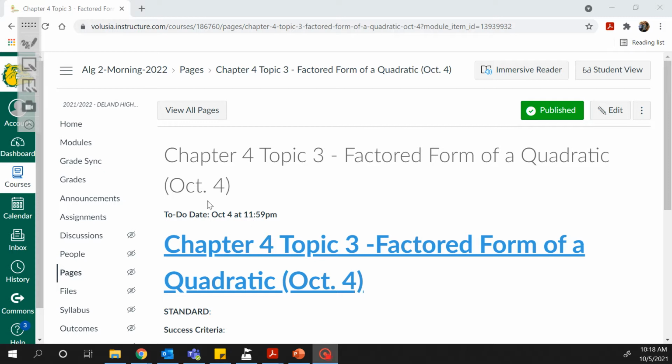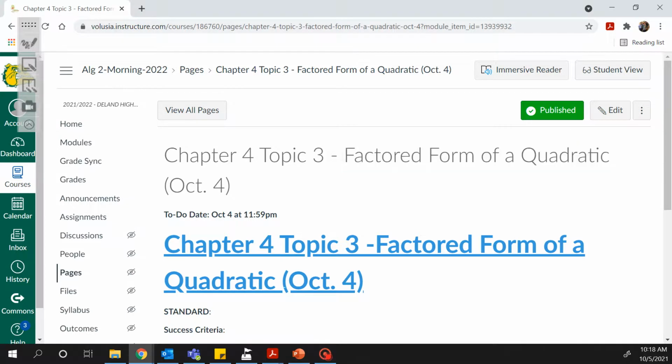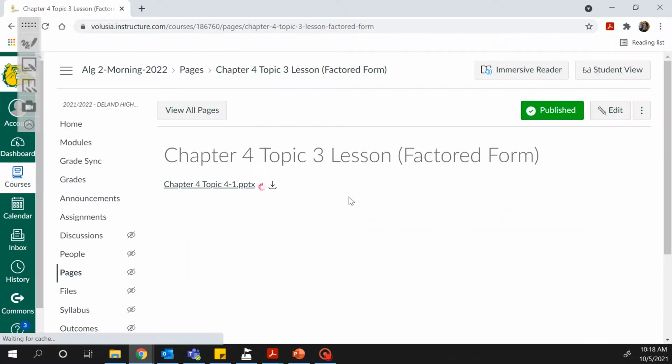Okay, today we're going to be looking at Chapter 4 topic, well, depending on the class you're in, but this is factored form of quadratic. For the regular class, this is Chapter 4 topic 3. I'm not sure what it is for the honors class. Let's take a look at the lesson here.